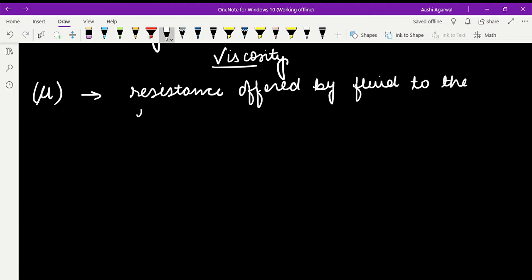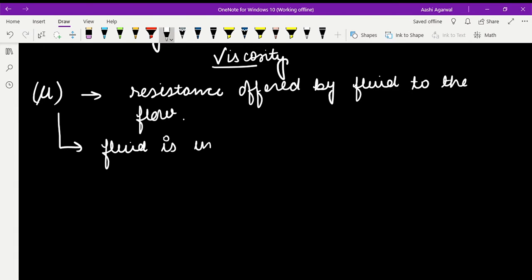Flow is nothing but the relative motion between the molecules of the fluid. So that is called flow. Flow is nothing but motion of the fluid. So when this motion is resisted or this motion is restricted, that property which is restricting the flow, that is called viscosity. Please note, viscosity comes into picture only when fluid is in motion.